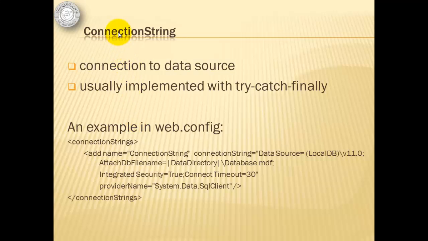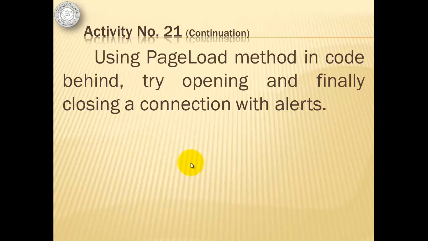The connection string describes our connection to the data source. It is usually implemented with try-catch-finally. Here's an example of a connection string inside a web.config with the data source, the database file name, the security, and the provider name. To continue with our activity, using the Page_Load method in the code behind, we will try opening and closing a connection with alerts.